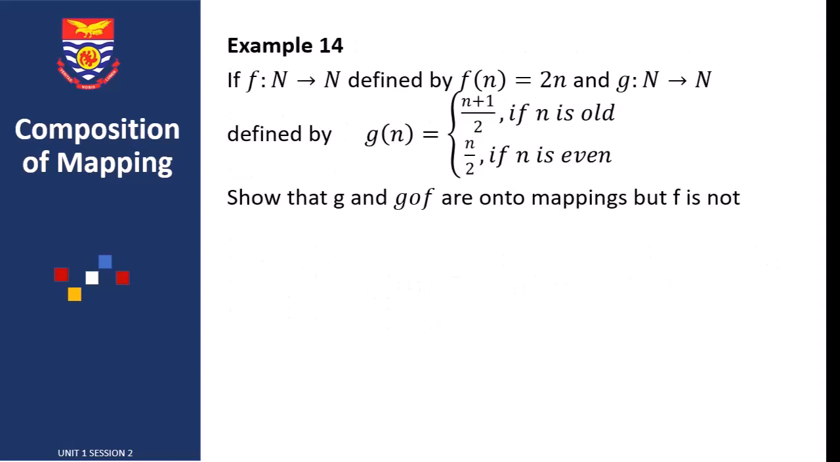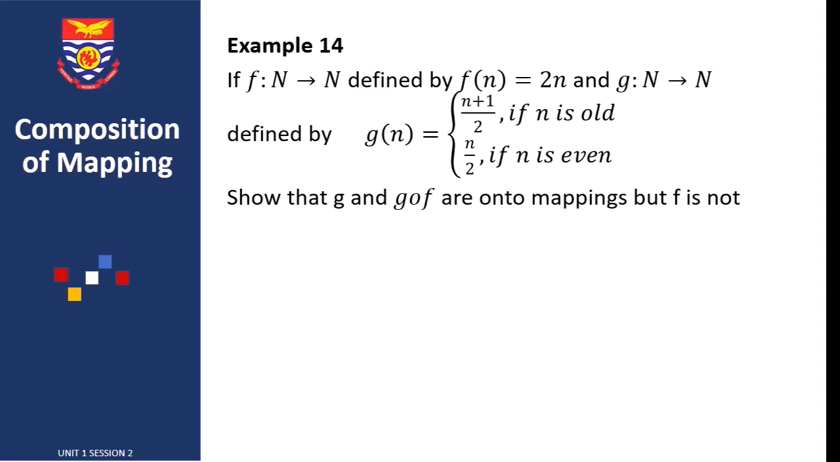Okay, let's take the example. If f is a function from natural numbers to natural numbers defined by f of n equals 2n, and also g of n, taking a natural number to a natural number, is defined as a piecewise function, that is, n plus 1 on 2 if n is odd, and n on 2 if even. Now we want to show that g and g of f are both onto mappings, but f is not.